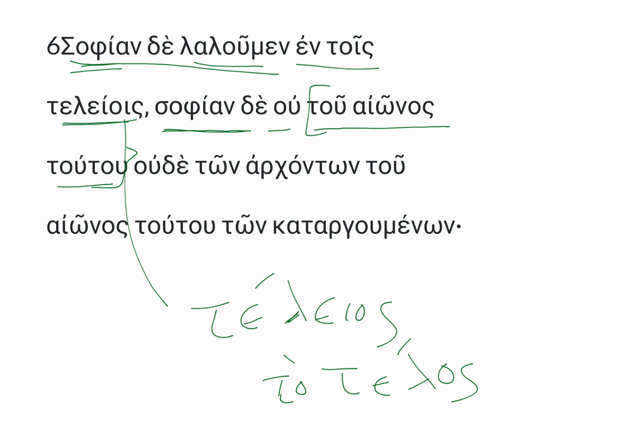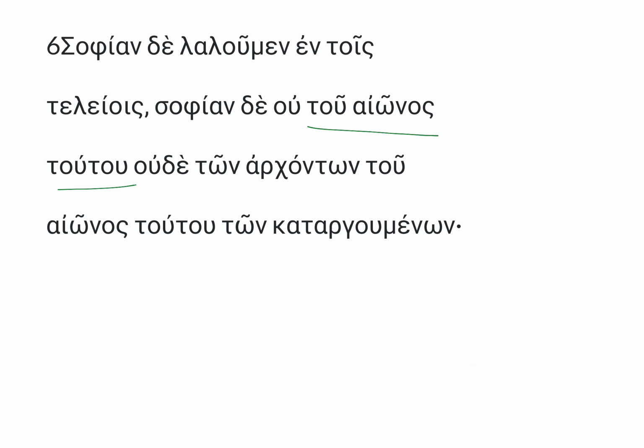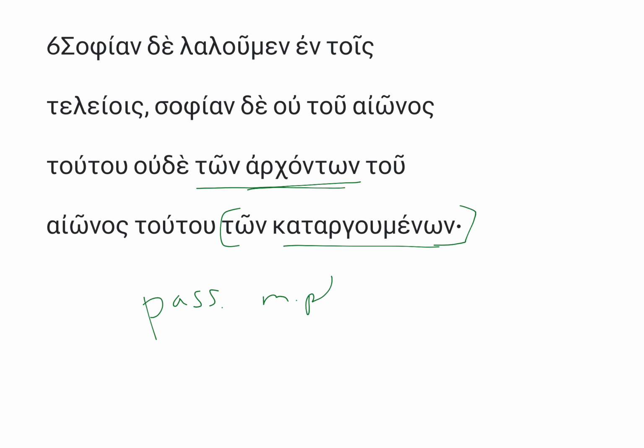this age. And notice tou aionos toutou, these are masculine singular genitive, nor oude, which is obviously a combination of ou and de, the continuative de and the negative adverb, nor of the rulers, ton archonton, of this age, tou aionos toutou. And then archonton is further modified by this participial expression, ton katargoumenon. This is a passive participle. It is masculine plural and genitive. Because it modifies archonton, masculine plural genitive, it restates it.